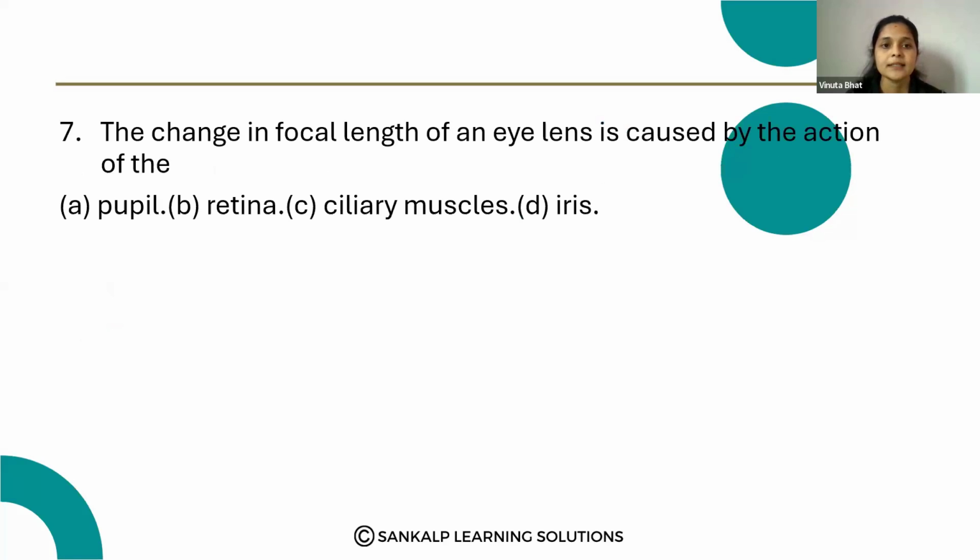Next question. The change in focal length of an eye lens is caused by the action of which one? Option A, pupil. Option B, retina. Option C, ciliary muscles. Option D, iris. Is it by the action of the pupil? No. Is it by the action of the retina? No. The correct answer is ciliary muscles. The correct option is option C, due to the action of the ciliary muscles.